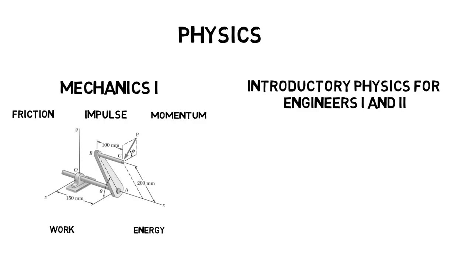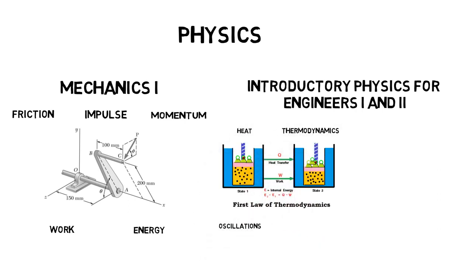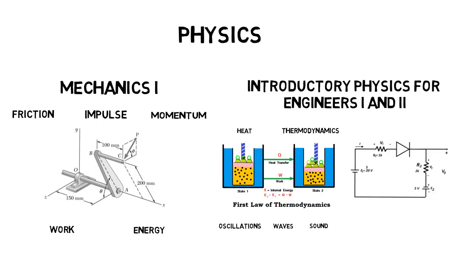For Introductory Physics for Engineers 1, you'll learn about heat, thermodynamics, oscillations, waves, and sound. You may already have covered some of these in high school, but this course will go deeper in depth into these topics. In the second version of this class, Introductory Physics for Engineers 2, you learn about electricity and magnetism, DC and AC circuits, and optics.